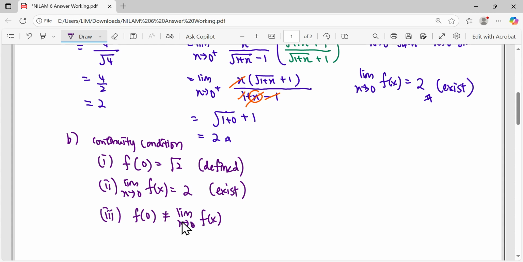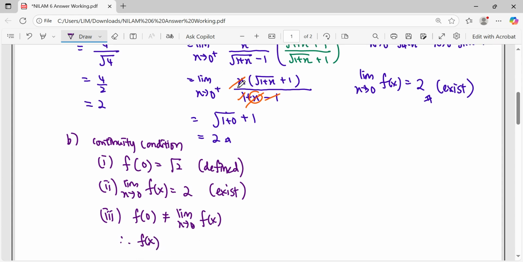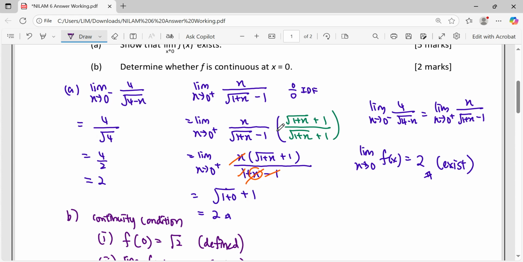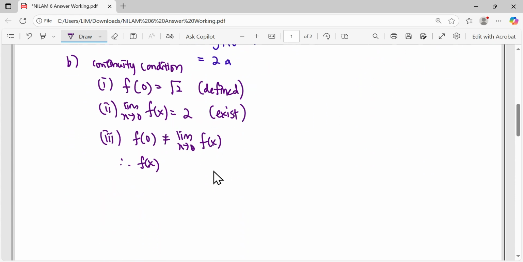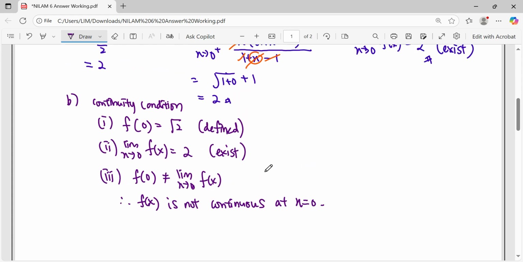When the third condition isn't fulfilled, we can conclude the answer to the question: the function is not continuous at x equals 0. Alright, so that's all for this question.